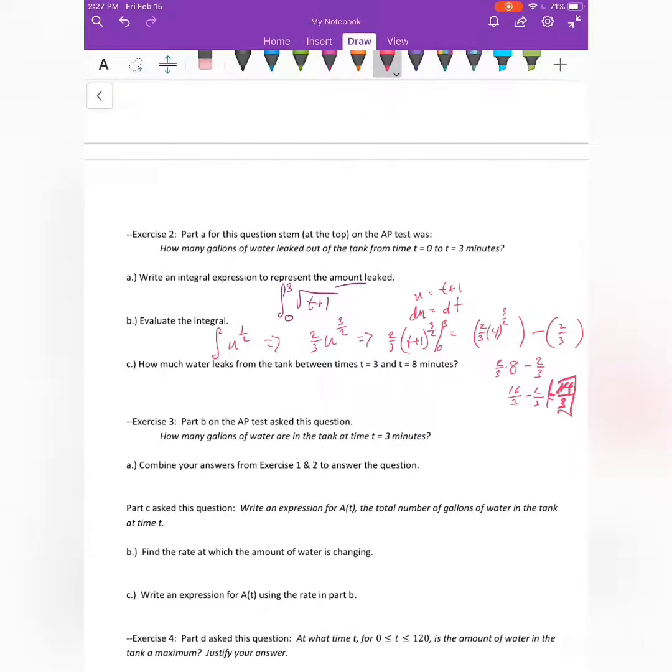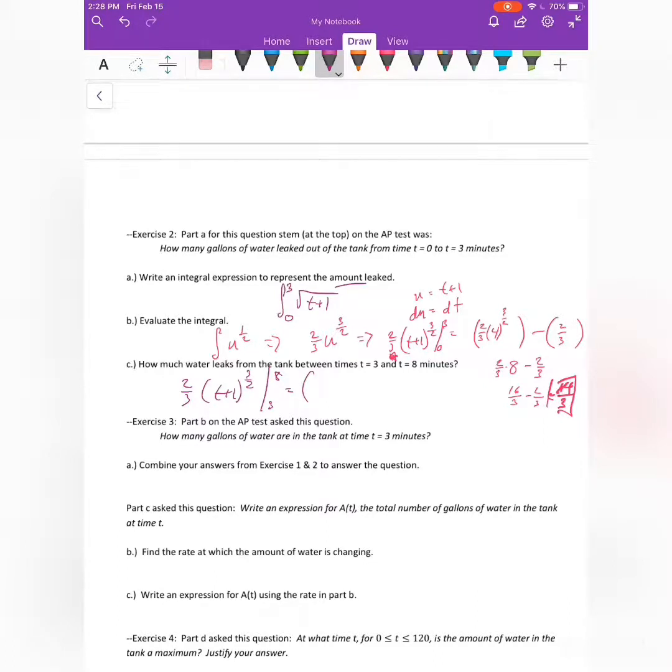Okay, so that was evaluating how much water leaked out of the tank, right? Now it says how much water leaks from the tank between time 3 and time 8. So we just have to repeat the same process, but from 3 to 8. I'm going to jump all the way to this part right here, and we have 2/3 t plus 1 to the 3/2 from 3 to 8, and then just do these calculations.